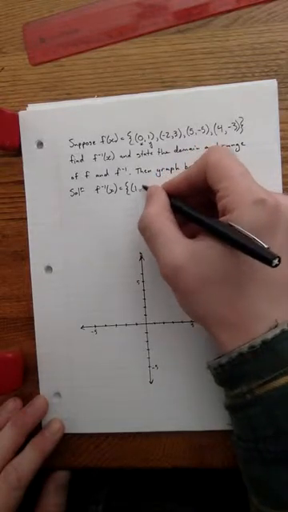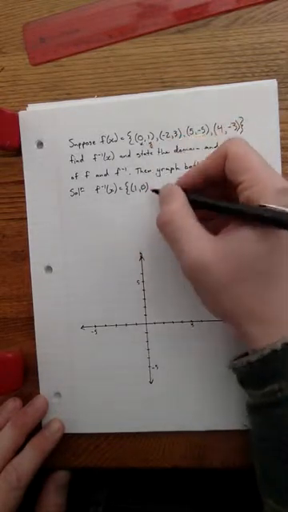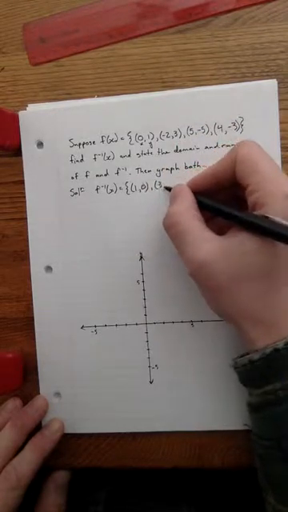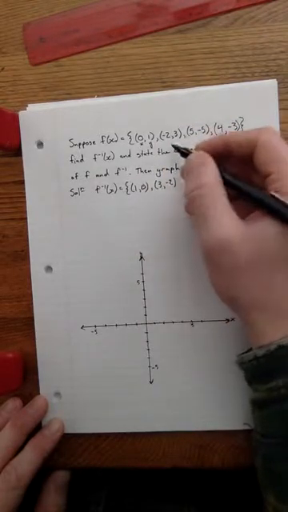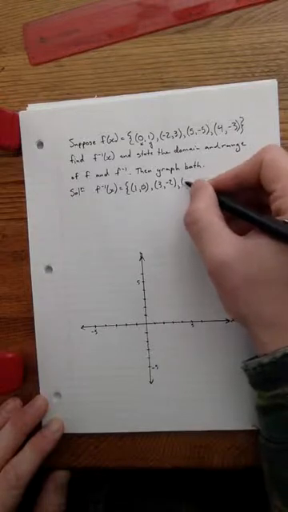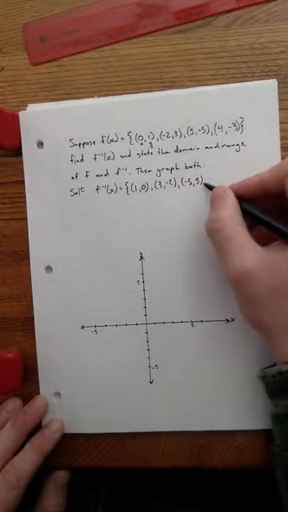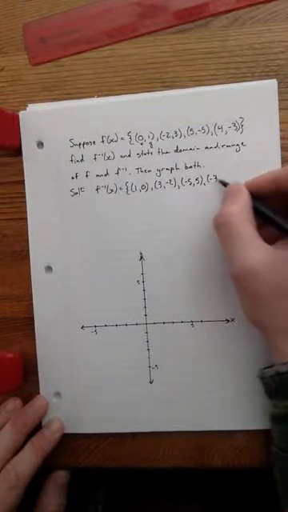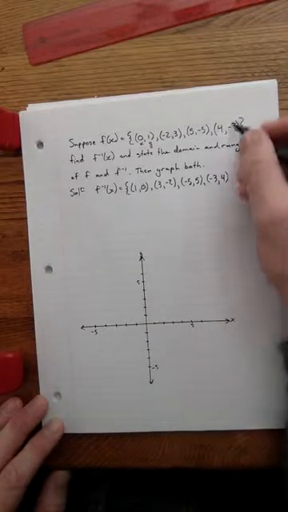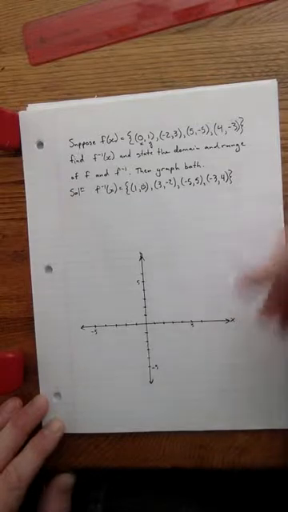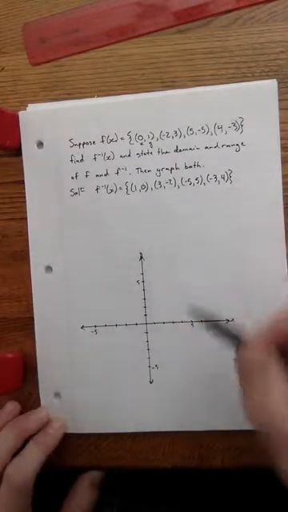So we would have 1, 0, because these x and y switch. 3, negative 2, these ones. Negative 5, 5 from these, and negative 3, 4 from these. So actually it was rather easy to find f inverse.